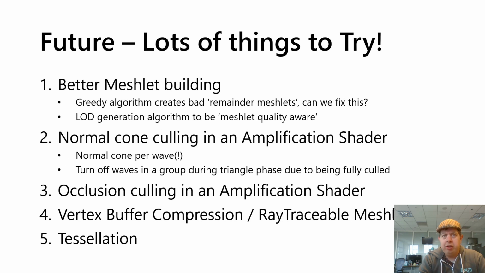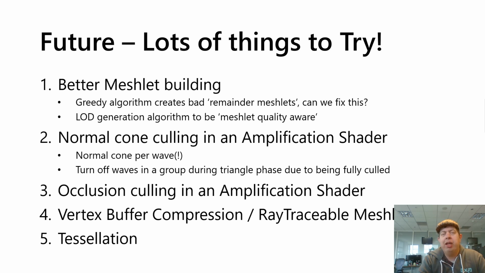Of course, there's lots of things to try in future. I think we can do a lot better with the meshlet building, particularly generation. I think it should be meshlet quality aware. This is how we're really going to beat the hardware, by having these super efficient meshlets. Normal cone culling, I've done some experimentation with that. It's ongoing, but it looks like the best place to do that will be the amplification shader, possibly multiple cones, a cone per wave, because particularly on the Series X, the large size tends to produce quite bad clusters unless you can break it down.